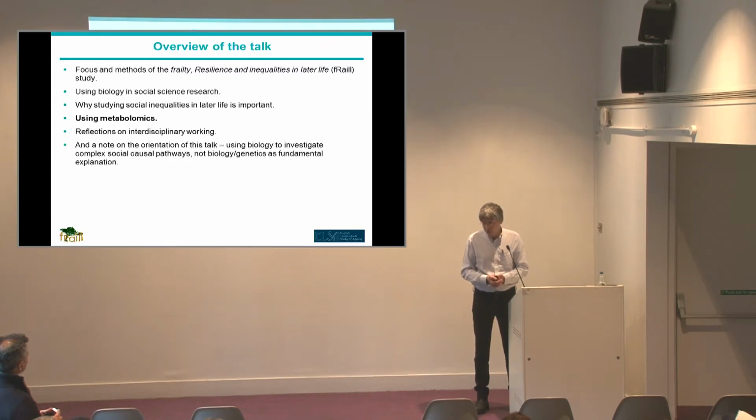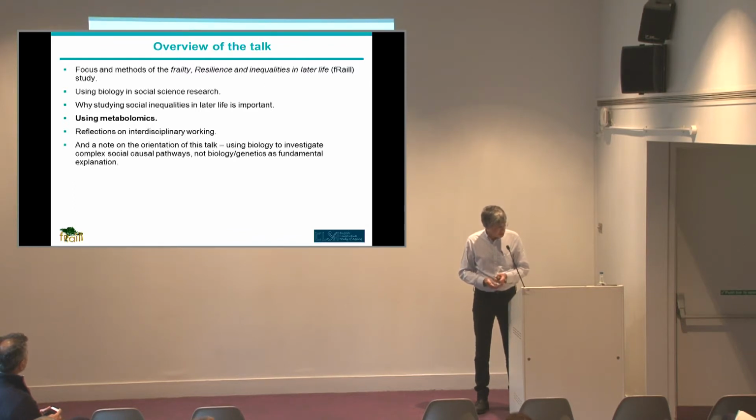My talk is not really focused on the ways in which biology might explain social problems. And there is an important distinction there. So I'm not making a claim for biology being the solution to understanding social problems. In fact, I would make a claim for the opposite. But rather that by understanding biological pathways, we may elucidate better social and economic pathways. So that's the framing of my talk.